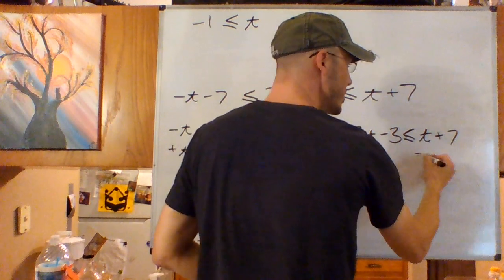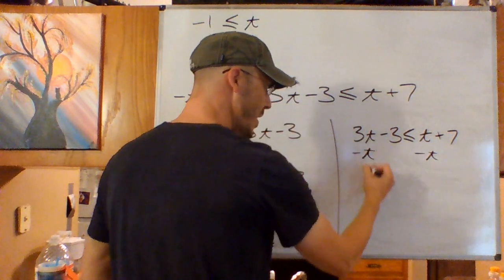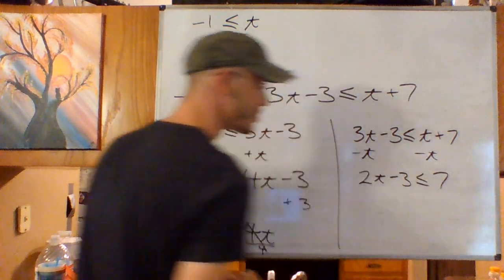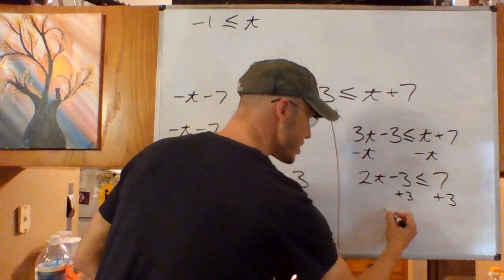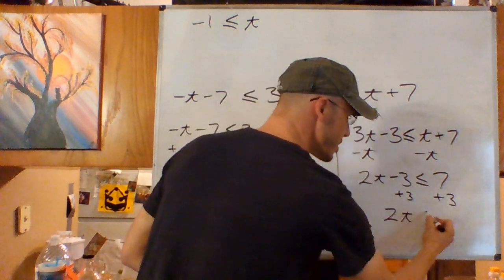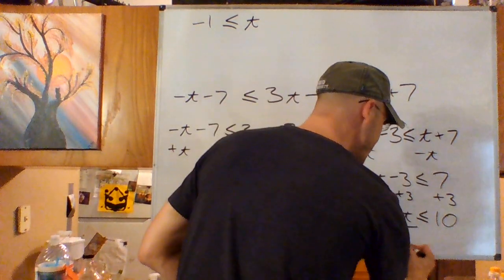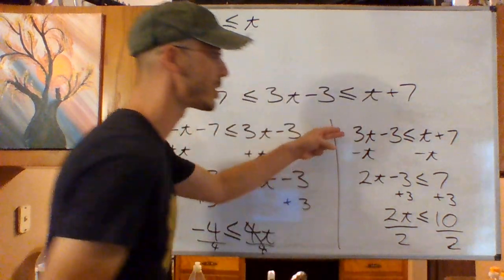Now this one I'm going to solve in a similar way. Subtract t from both sides to get 2t minus 3 is less than or equal to 7. And then add 3 to both sides to get 2t is less than or equal to 10. And then divide both sides by 2. So that was kind of fast, but that's a simple inequality.